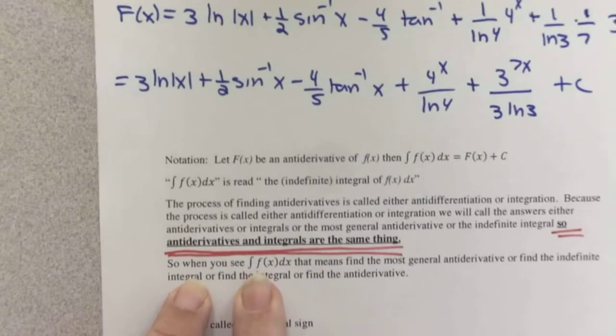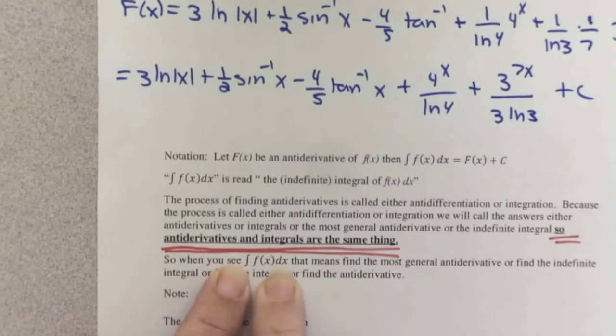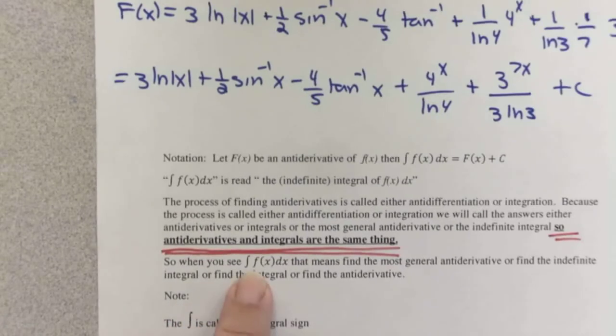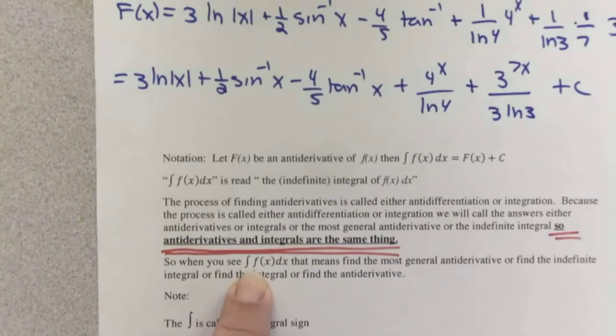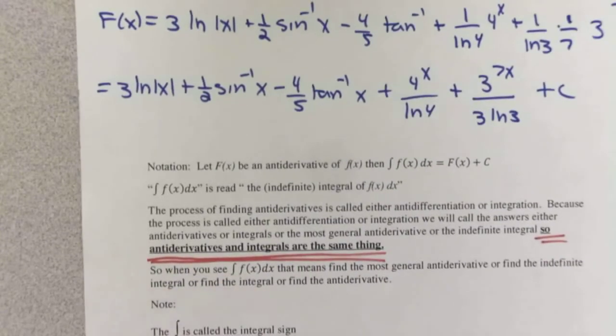So when you see this notation, the integral of f of x dx, that means find the most general antiderivative, or find the indefinite integral, or find the integral, or find the antiderivative. That's going to be our notation that says find the antiderivative now, find the indefinite integral now. That's the notation that tells us to integrate, to antidifferentiate. Just like when you see dy dx, you know to differentiate. Now when you see this, you know to antidifferentiate or to integrate.